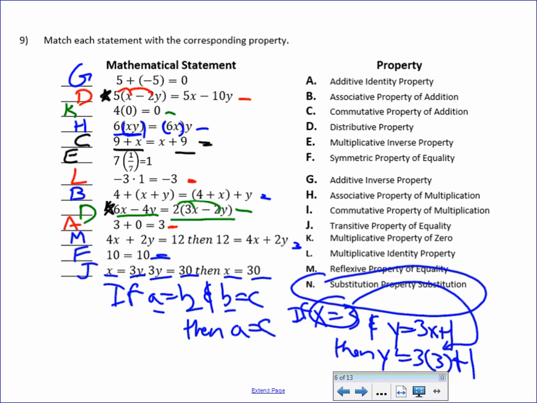I got reflexive and symmetric mixed up. This is the symmetric property. This is the reflexive property. I get those confused. So you're going to have to come up with a mnemonic to remember that A equals A, or 10 equals 10, is the reflexive property, but that the equal sign flows in both directions is the symmetric property. See, even math teachers make mistakes. I apologize.